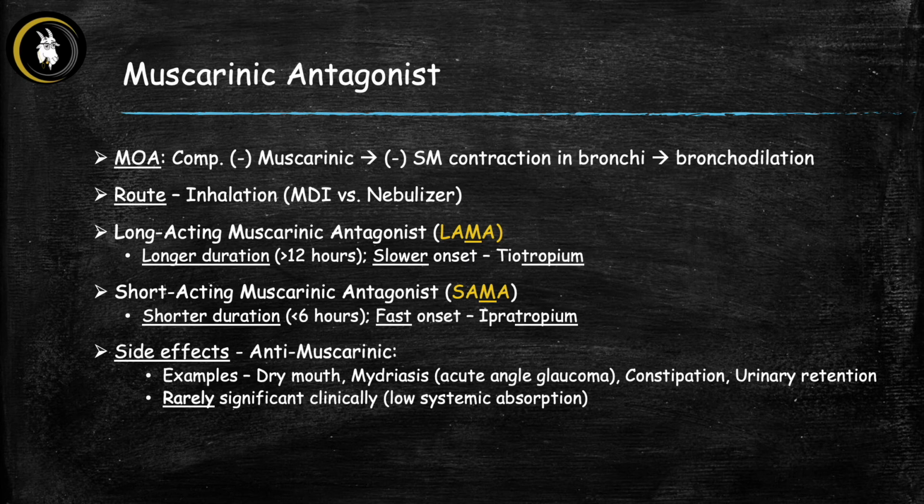Now, the main side effect of both the long-acting and short-acting muscarinic antagonists are going to be anti-muscarinic because of their mechanism of action. The most common symptom is going to be dry mouth because of the local effects of the medicine. Now, if the mist is accidentally sprayed into the eye, it can actually cause excessive pupillary dilation, aka mydriasis, and lead to something called acute angle glaucoma. And then finally, while rare, systemic absorption can exacerbate constipation and urinary retention, especially in patients who already have a history of these problems. But just as we said with the beta agonists, the systemic absorption here is low as well, so these side effects are rarely clinically significant.